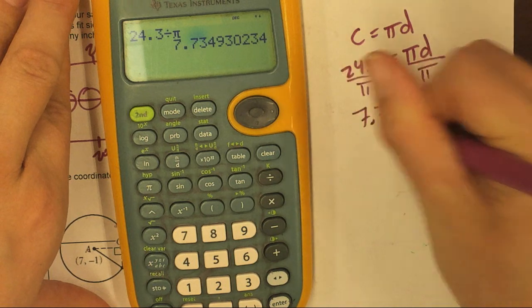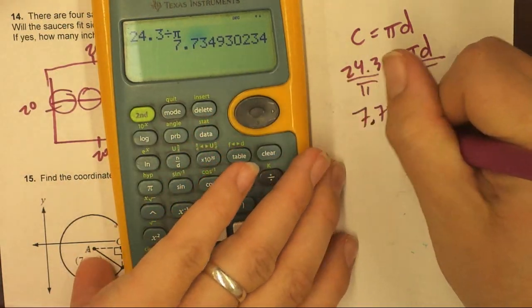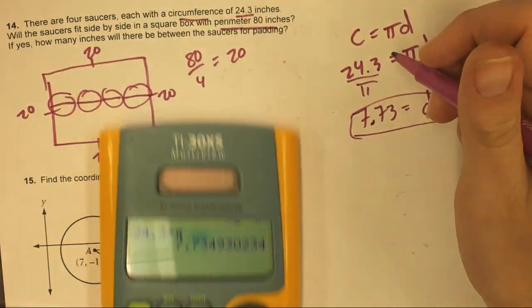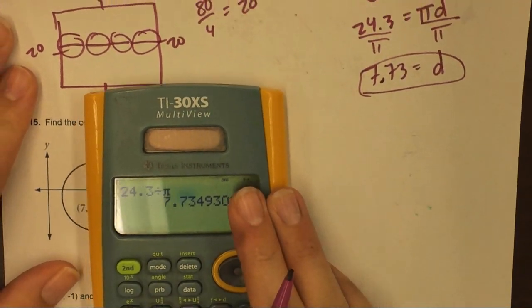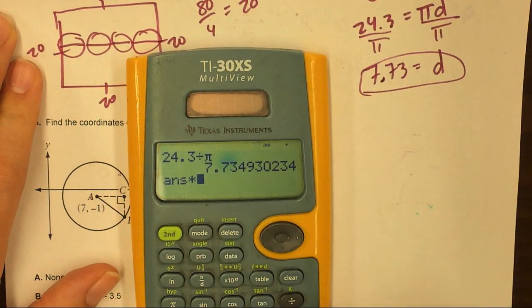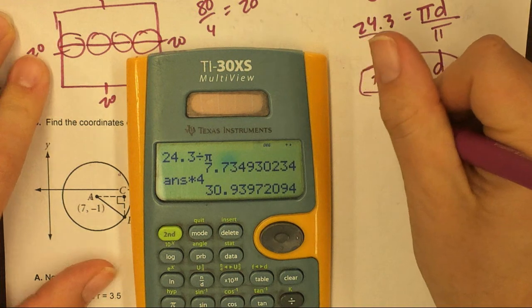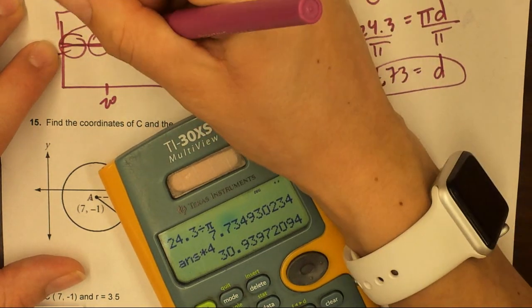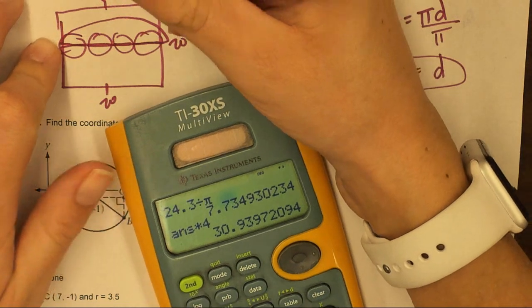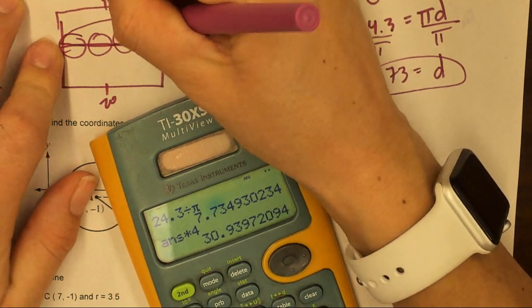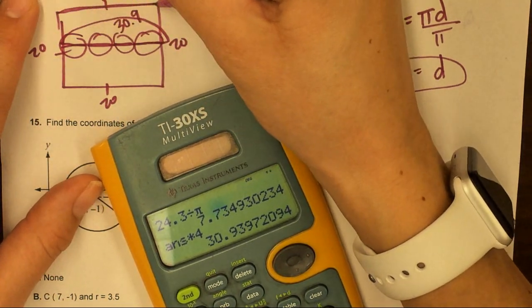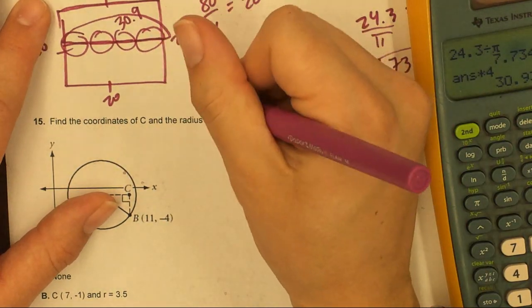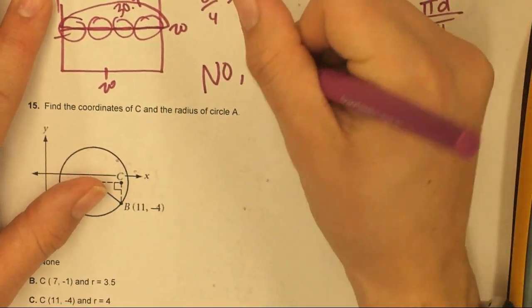7.73, and so on. Okay, so this is 1 diameter. You've got how many plates there? Well, there's 4, so I'm going to multiply that times 4, and I'm going to get a distance. From here all the way to here is actually 30.9. In the square box, one side was 20, so is it going to fit? The answer is no. Not fitting here.